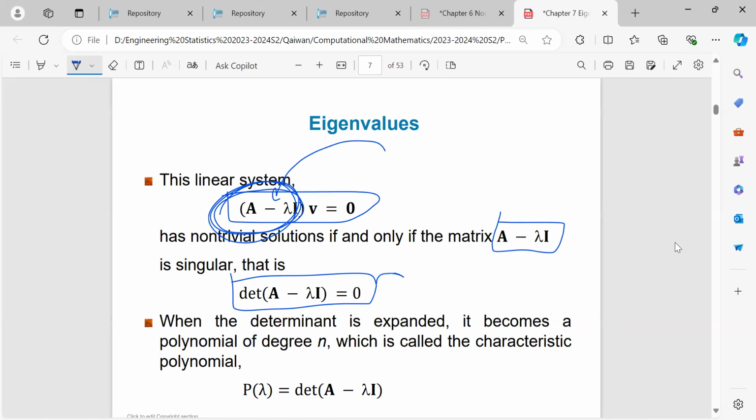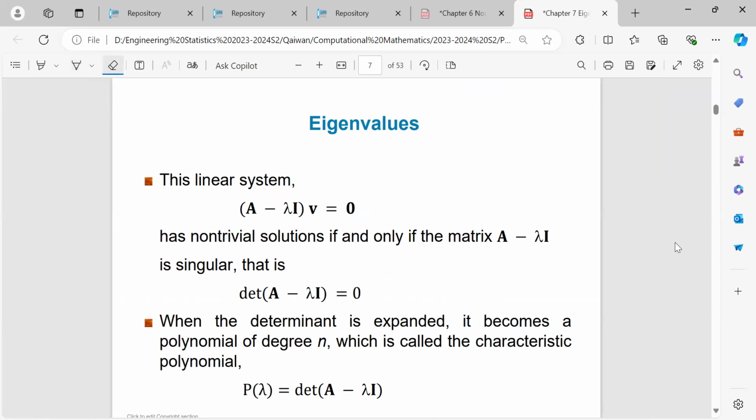From this, we get an equation. We get a polynomial actually. We get a polynomial of degree n based on the size of the matrix. If it's a 2 by 2 matrix, you get a polynomial of degree 2. If it is a 3 by 3 matrix, you get a polynomial of degree 3, and so on. We solve that polynomial, we get the eigenvalues. After finding the eigenvalues, you can compute the eigenvectors easily. It's just solving a linear system, nothing else.